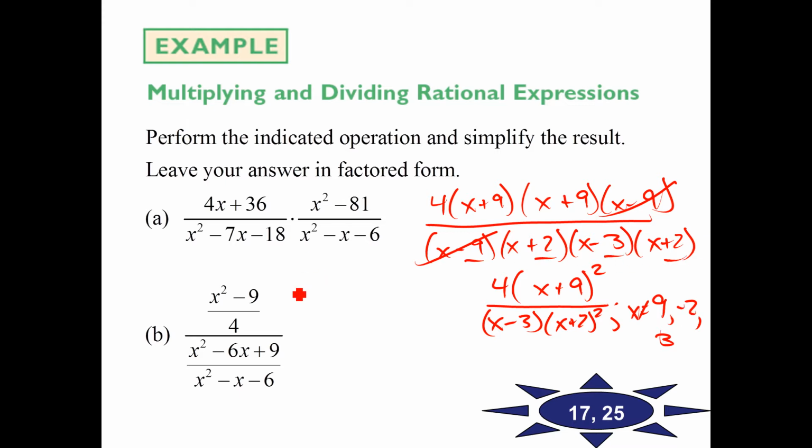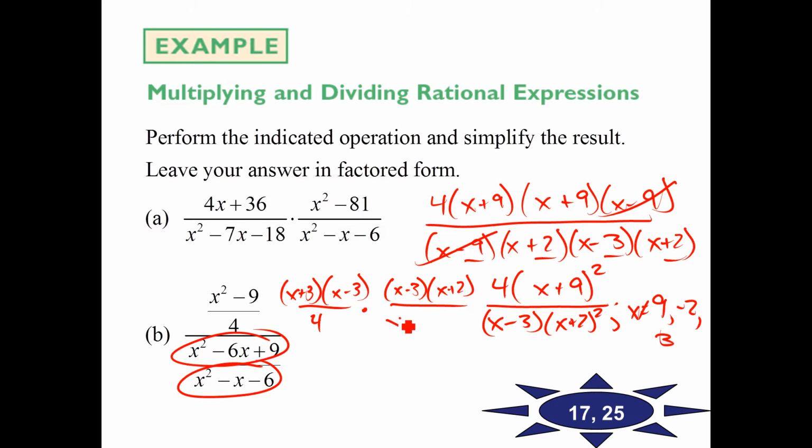Let's check this one out here. Factor first. This is going to be x plus 3, x minus 3 over 4 times, and let's flip this over. So this piece first. This is going to be x minus 3, x plus 2 over, factor this here, this is going to be x minus 3, x minus 3.